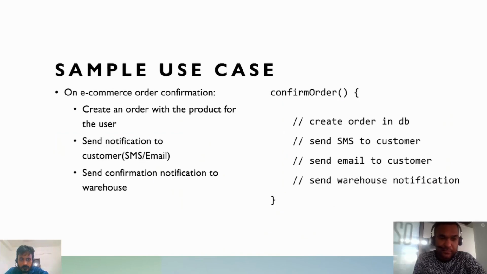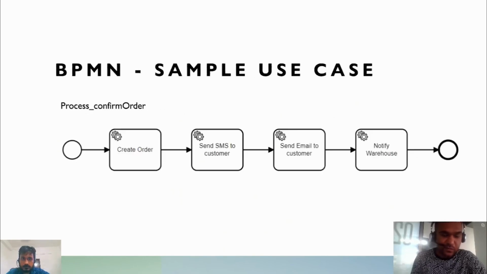Let's look at a sample use case. Say an e-commerce application. Upon order confirmation it will probably do some of these steps. Say it creates an order with the product for a user, and then it sends a notification to the customer, and then sends a confirmation notification to the warehouse, and then probably later they can do dispatch and other things. If we code it out, we might create a function which looks something like this. If we convert this into a BPMN, which is a graphical notation, it will look something like this.